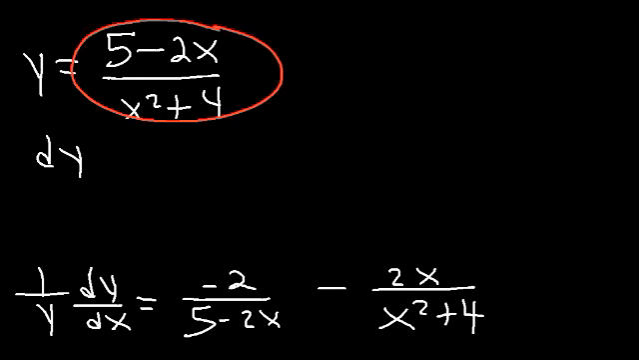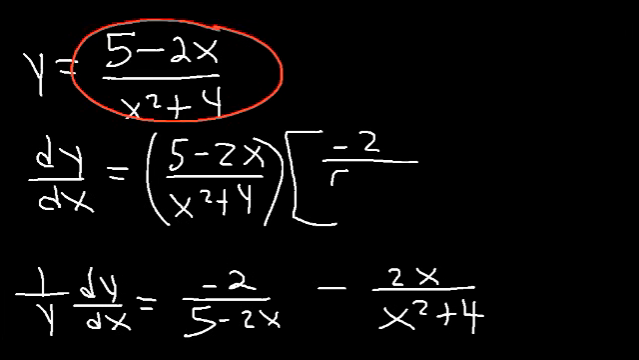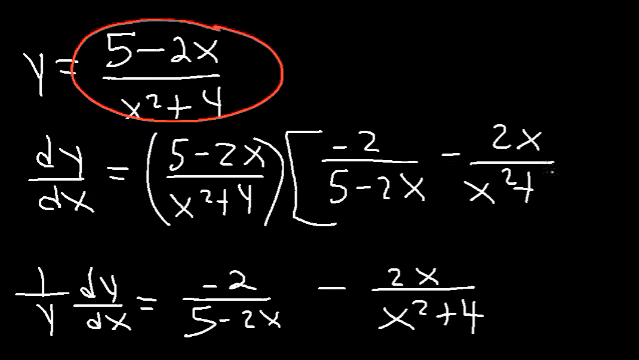So dy/dx is equal to y, or (5 minus 2x) over (x squared plus 4), times negative 2 over (5 minus 2x) minus 2x over (x squared plus 4). So that's how you can use logarithmic differentiation instead of the quotient rule if you want to find the derivative of a fraction or a rational function.